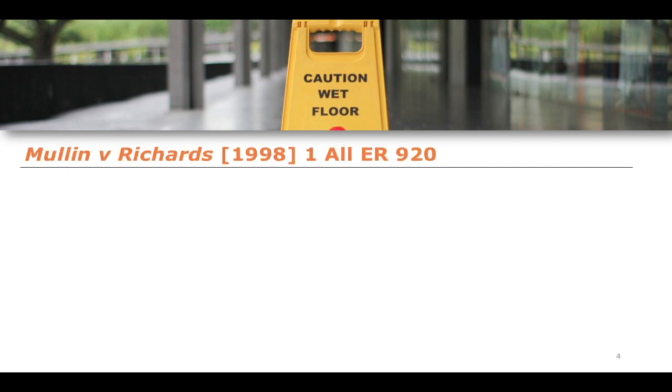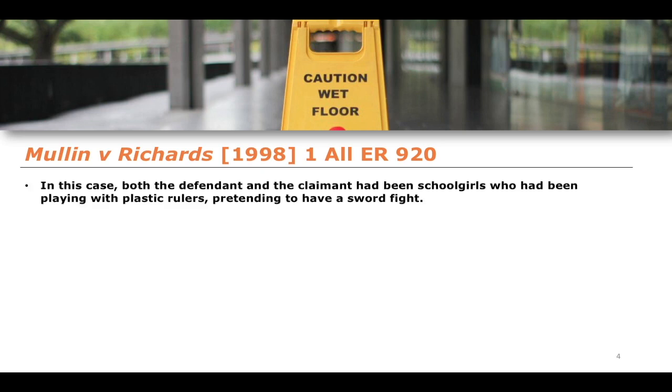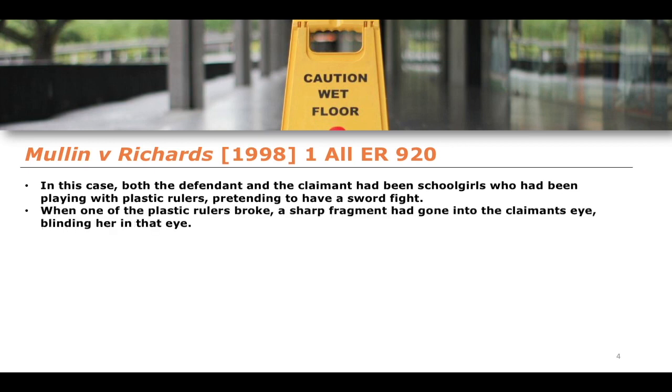So let's think about this in reference to the case of Mullin and Richards from 1998. In this case, both the defendant and the claimant had been schoolgirls who had been playing with plastic rulers and had pretended to have a sword fight with the plastic rulers. One of the bits of plastic would actually break in the course of having this fight, and a sharp fragment of plastic had gone into the claimant's eyes, blinding her in one eye. So quite a horrific incident that had taken place.